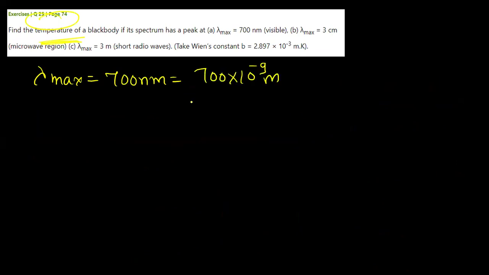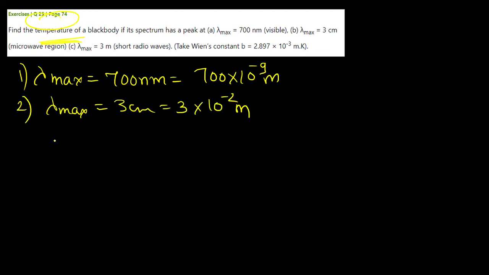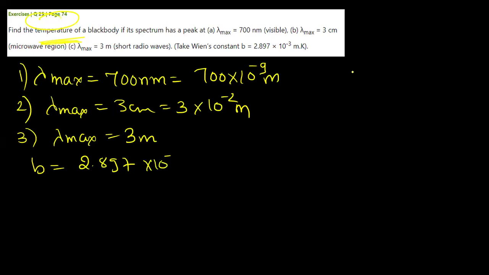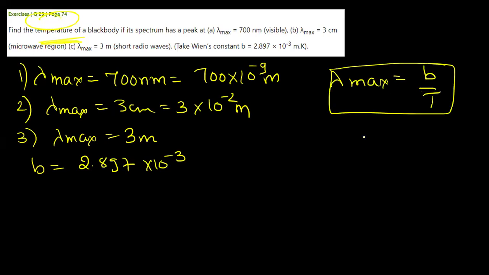Second case, they have given lambda max is 3 centimeter. Lambda max for the second case is 3 centimeter. Convert centimeter, 3 into 10 raised to minus 2. In the third case, they have been given lambda max equal to 3 meters. Take B value as 2.897 into 10 raised to minus 3. So we know that, see, Wien's value is given, means Wien's formula, B by T. In each case, you are supposed to find the temperature. So temperature will be B upon lambda max.